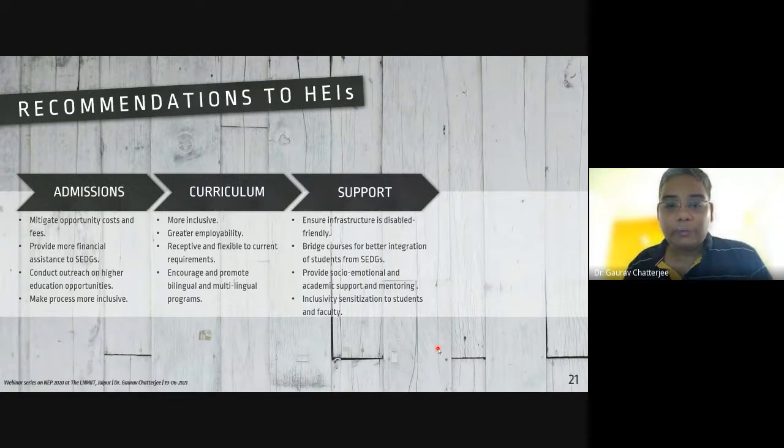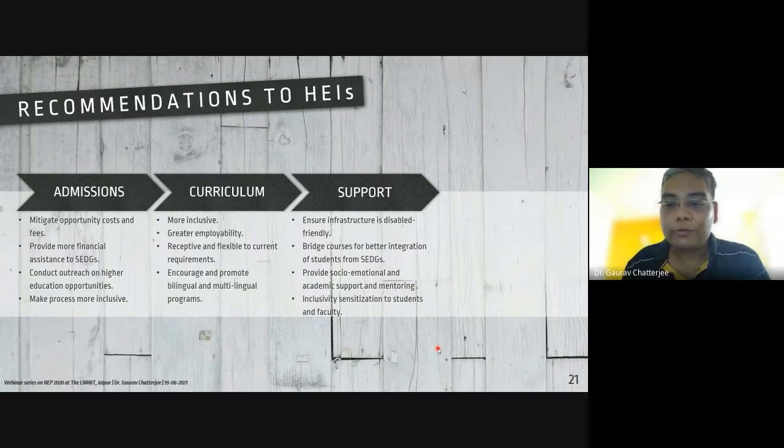The third is student support. This we kind of already discussed in the previous field. So we have to ensure that the entire infrastructure is disabled friendly, and we can think about organizing some bridge courses for better integration of students. So when I was in Arizona State University during my master's, my first job was actually to teach pre-university students the basics of calculus. So by doing these bridge courses, we first of all open the whole university culture of education to the students.